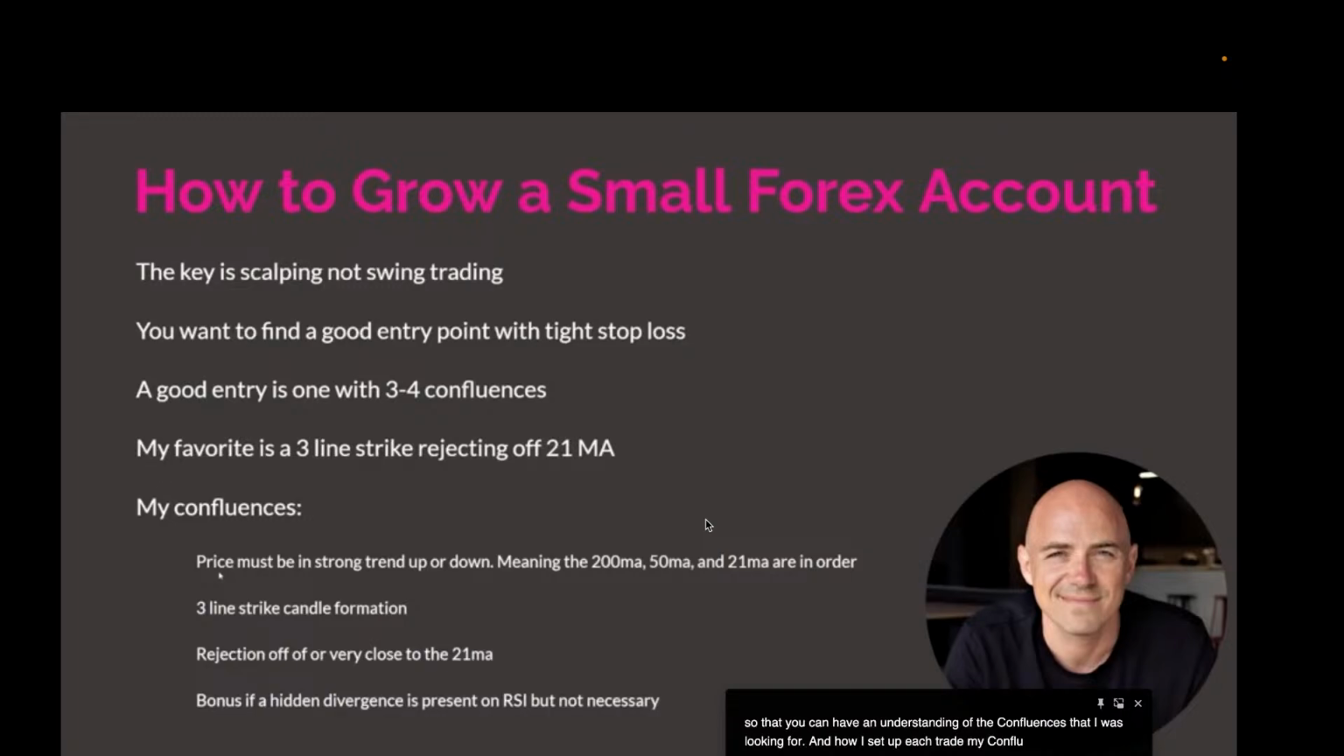My confluences were: the price must be in a strong trend up or down, meaning the 200 moving average, the 50 moving average, and the 21 moving average are in order. You guys have obviously seen this on my YouTube channel because I talk about it all the time. The next confluence that I want is a 3-line strike candle formation. The next confluence is going to be a rejection off of or very close to the 21 moving average. This is subjective. And the bonus confluence, but it is not necessary, is getting a hidden divergence on the RSI.